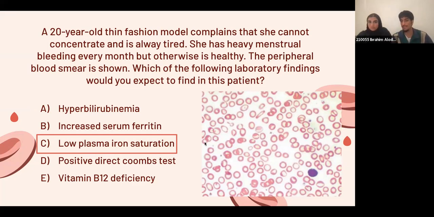I feel like this was important to include just because iron deficiency is so high yield, and you're definitely gonna have a question similar to this on your exam. So you can note the hypochromia in the photo of the peripheral smear. In case they don't give you more clues, you don't really need many clues. The only clue here really is heavy menstrual bleeding. You can just look at the peripheral smear and know immediately this is iron deficiency.